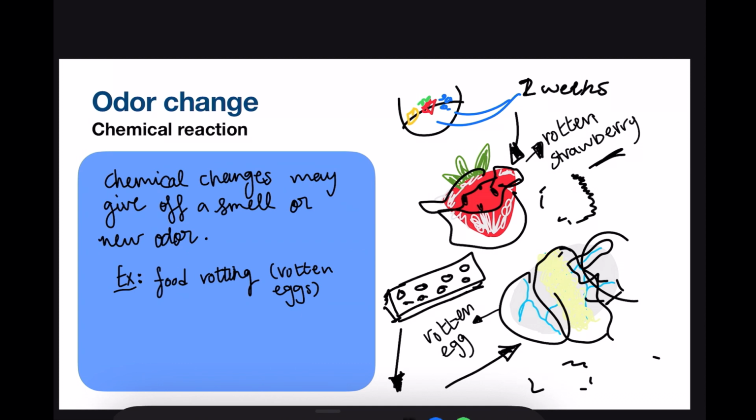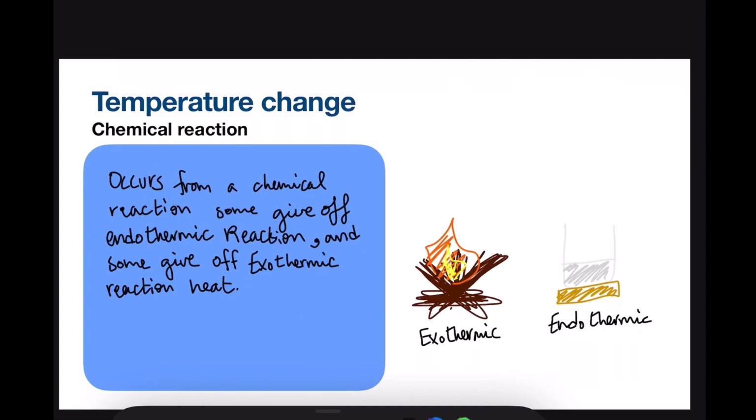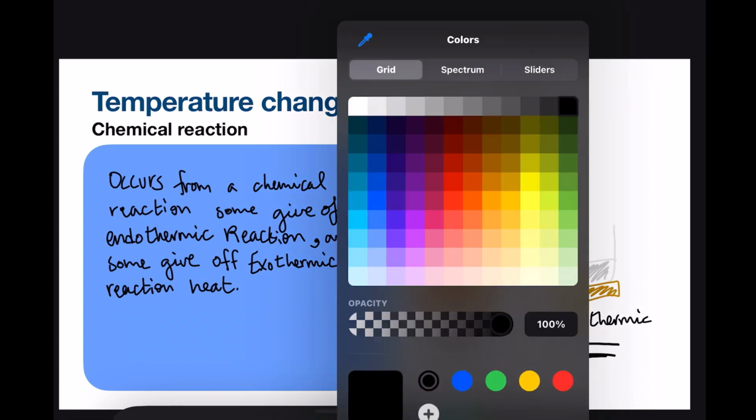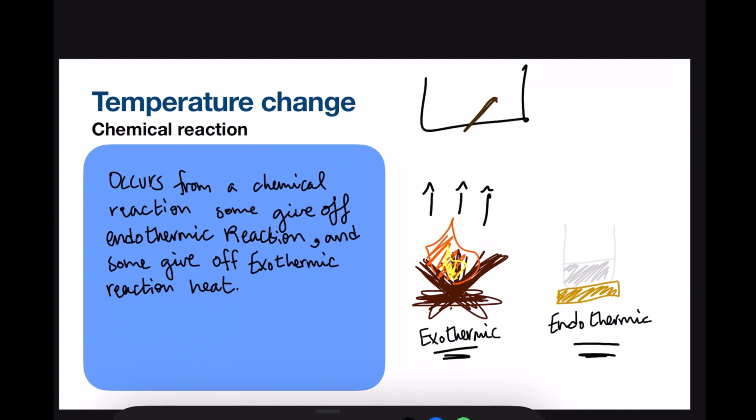The next and last type of evidence of a chemical reaction is temperature. There are two types of temperature change. There's exothermic and there's endothermic. In the exothermic, you can feel it, like in a fireplace. In a fireplace, here are your logs. Sometimes it's fake, but you can still feel the heat.